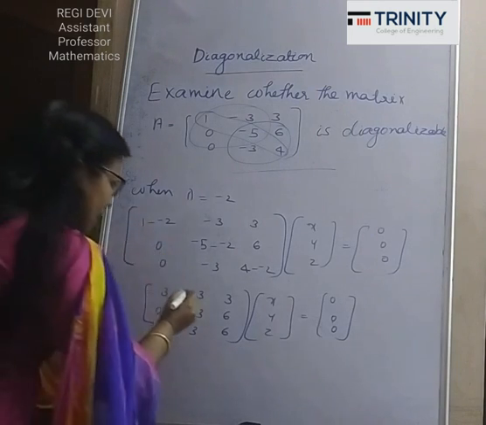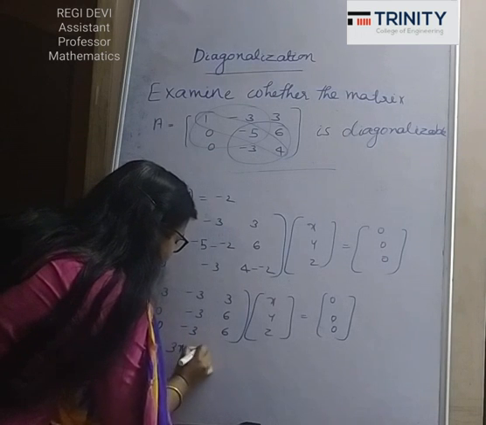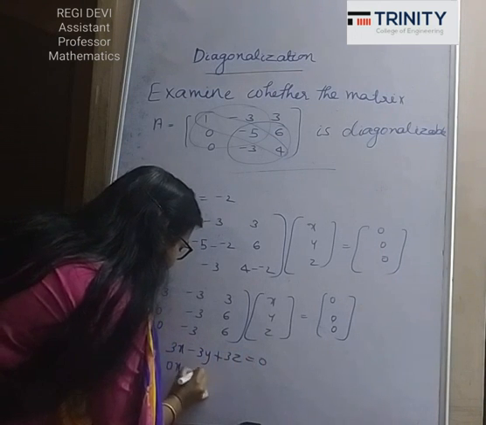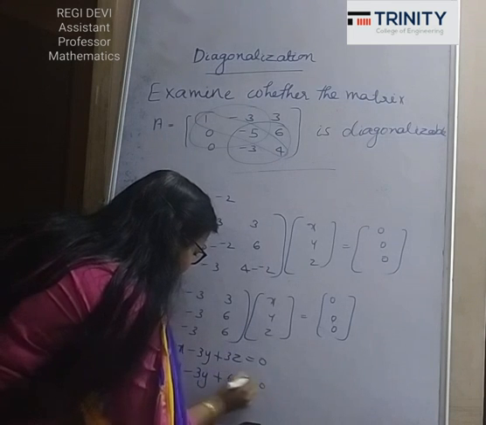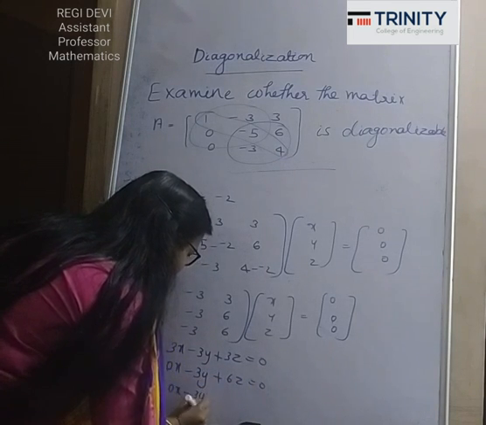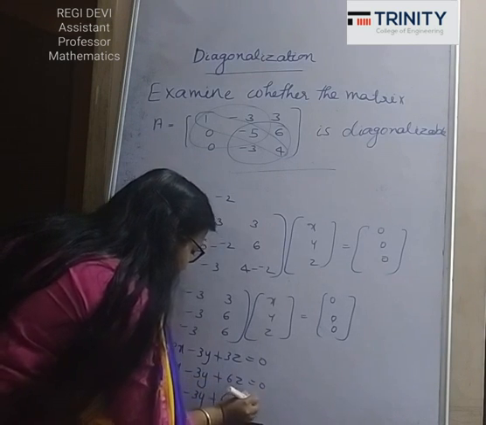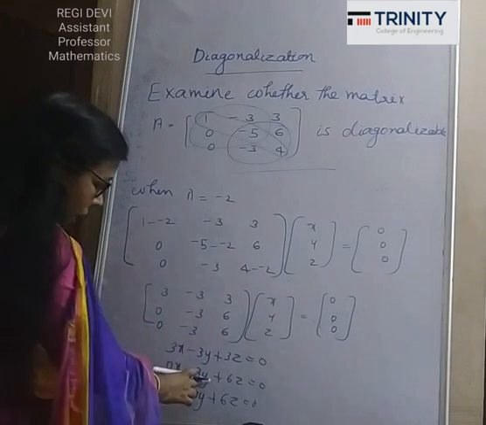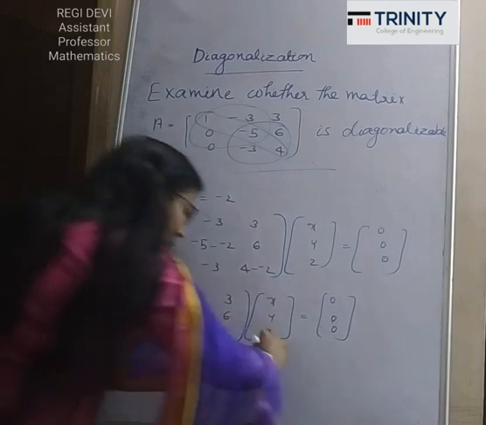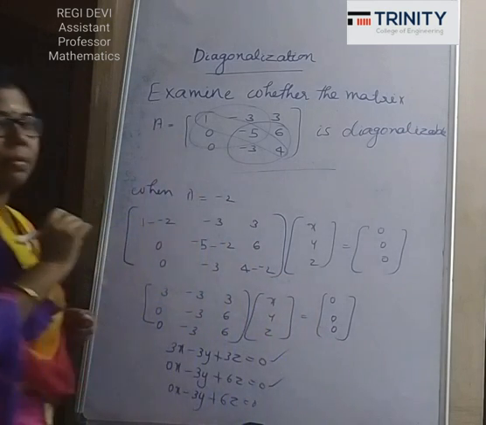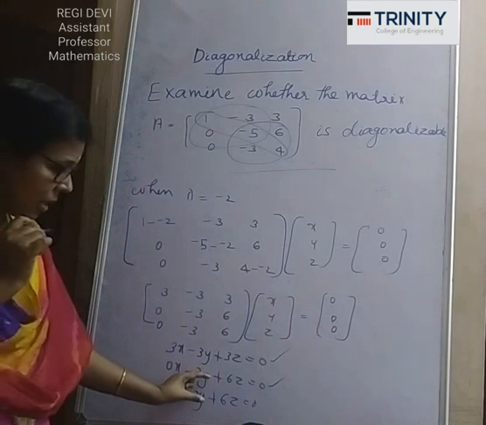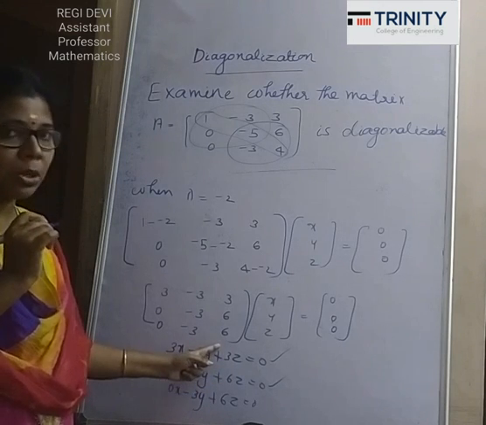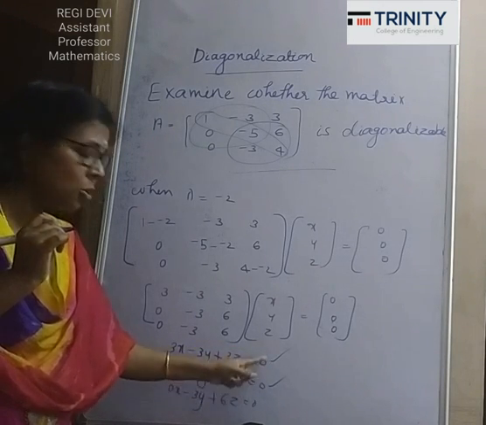On multiplication we get three equations: 3x minus 3y plus 3z equal to 0; second, 0x minus 3y plus 6z equal to 0; third, 0x minus 3y plus 6z equal to 0. Here the last two rows are the same, therefore the last two equations are the same. So we select one equation from them and also the first equation. That is, we are choosing the first two equations.